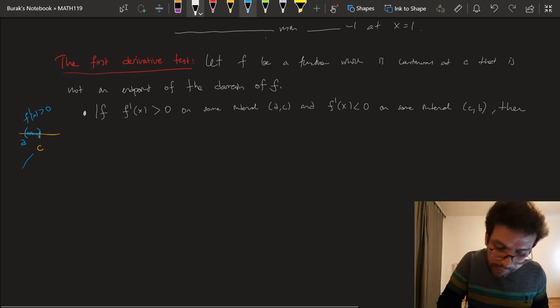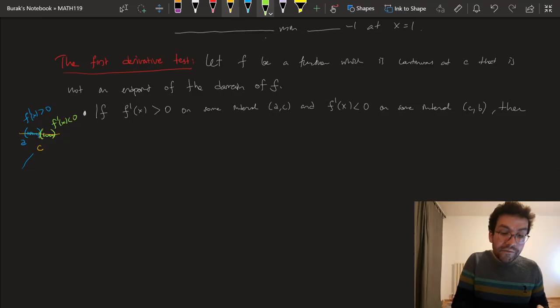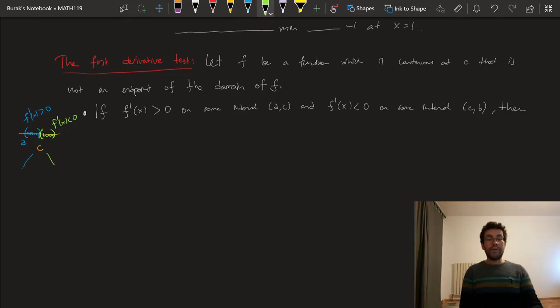So as a hypothesis, I also have that over here, my derivative is negative. Negative derivative means that my function is decreasing over here. Well, it's increasing over here, decreasing over here, and it is continuous at this point. Okay, so what do you think will happen?